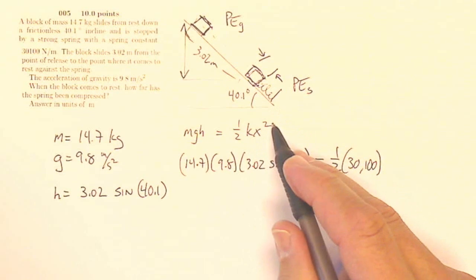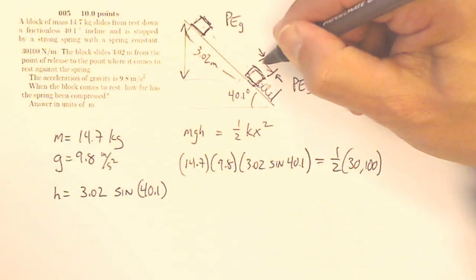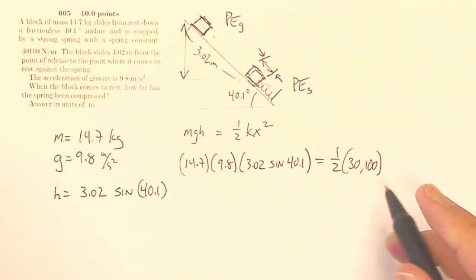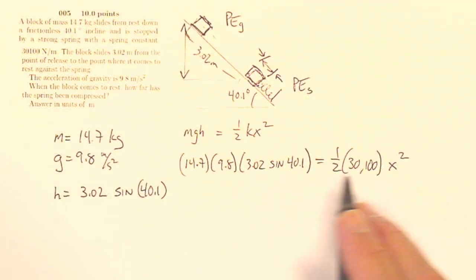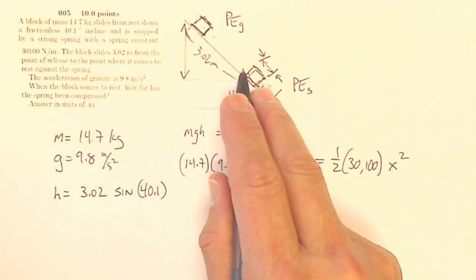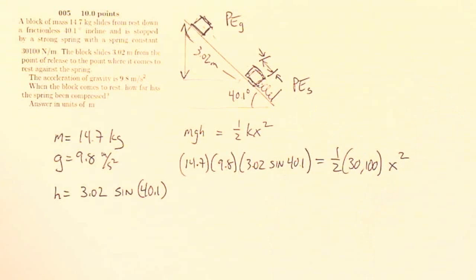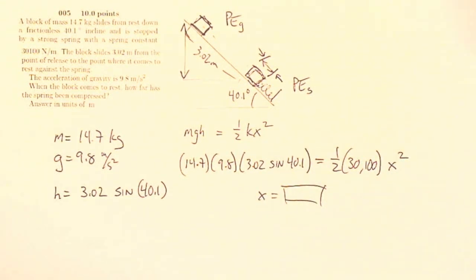And my x, well, I don't have to worry about the trig in the x because it's not the angle that I'm worried about. So I want to know what this distance is. Well, that's just going to be x, and so that's fine to solve for, kx squared. So this was the trick here, is knowing that the height change is going to be 3.02 times the sine of that angle. And so with this, you can solve for the distance stretched or compressed.